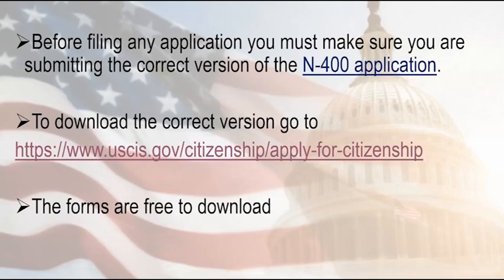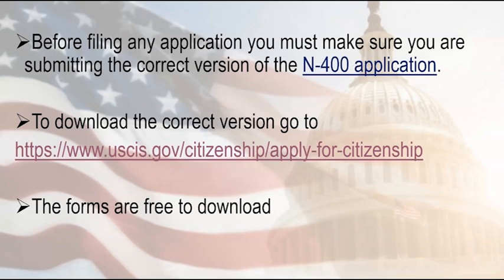Before filing any application, you must make sure you are submitting the correct version of the N-400 application. Now, in order for you to download the correct version, you need to go to the following link, and this is where you will get to the application, fill it out, and submit it. Remember that this form is free. If anybody tries to sell it to you, please do not purchase it because you can actually get it for free from the USCIS, U.S. Citizenship and Immigration Services website.